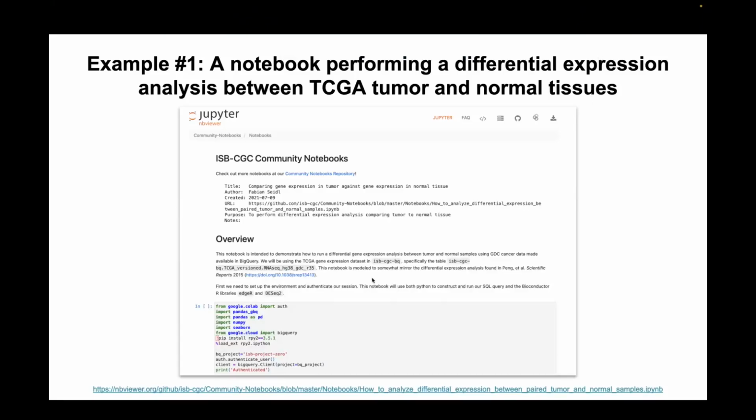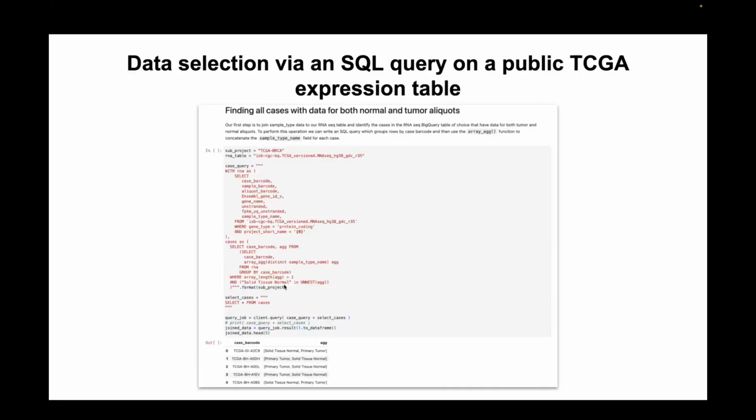So I based this off of an existing publication where they did the same sort of analysis. The main rundown was they took the 2,000 most variably expressed genes, and then they did a differential expression analysis looking at whether or not those genes were differentially expressed in tumor versus normal samples. And so this is the main query. There's a couple of chunks here.